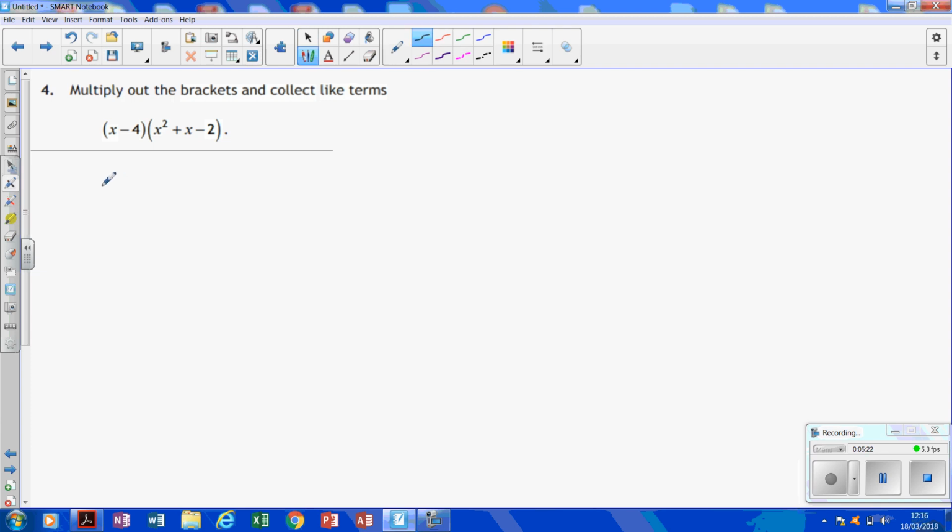Okay, so multiply out the brackets. So what we do is we take the first term from the first bracket and we multiply it by the second bracket. Then I move on to the second term in the first bracket, and again I multiply by the second bracket. Now the second bracket is x squared plus x minus 2, and I'm going to fill that in, x squared plus x minus 2. Now all I have to do is multiply out those single brackets.